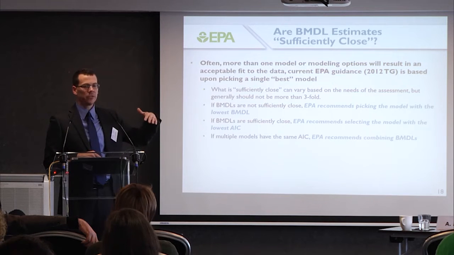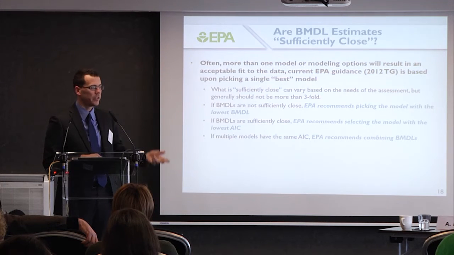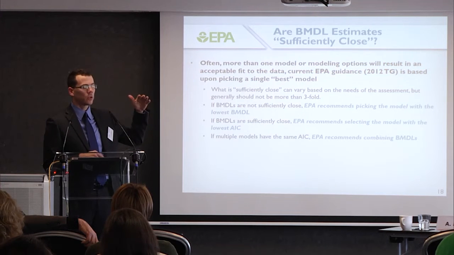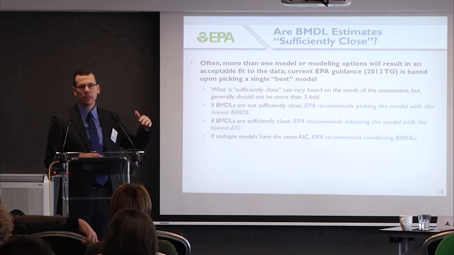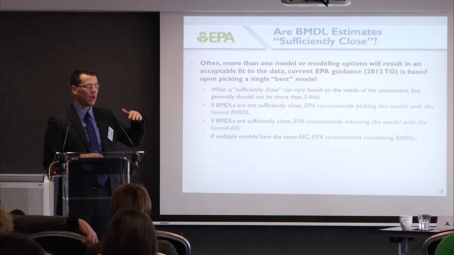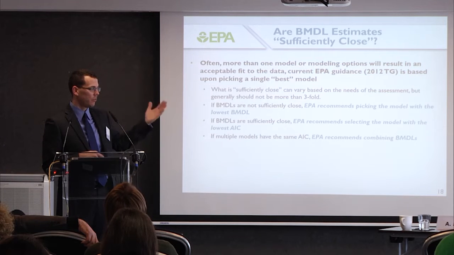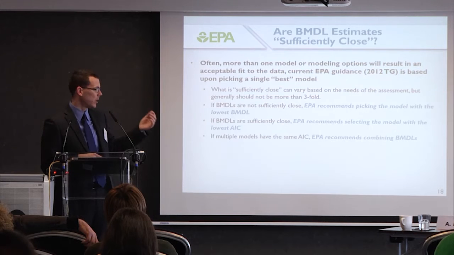So you have a set of models that have good p-values, scaled residuals are low, and they statistically fit the data well. You look at the BMDLs to determine whether or not they're sufficiently close. And the question that you're trying to answer right now is: is there any model dependence in the data? Is your data adequate such that all the models are returning fairly similar results? In that case, the guidance recommends that you use AIC as the final determinant for selecting a model. Pick the model with the lowest AIC.